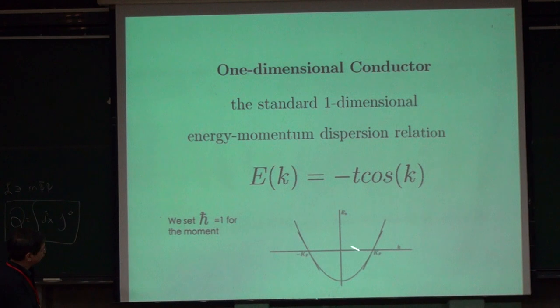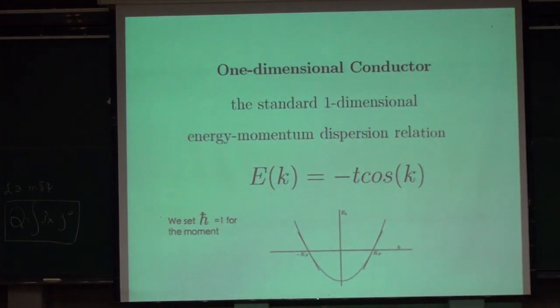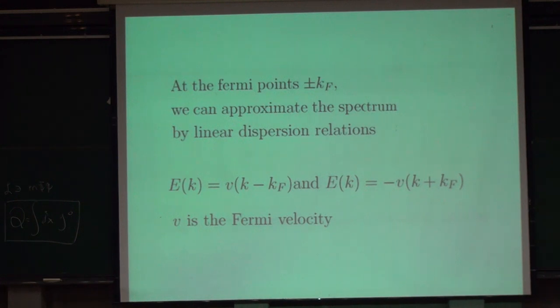So this is the one-dimensional dispersion. This is just a part of this dispersion. Now, at the Fermi point, no matter where, suppose that this is the Fermi point. At plus minus kF, we can approximate the spectrum by a linear dispersion relation, that is, E of k is linearly related to k. So the right branch is E of k equals v times k minus kF, and the left branch is E of k equals minus v times k plus kF, and v is the so-called Fermi velocity.